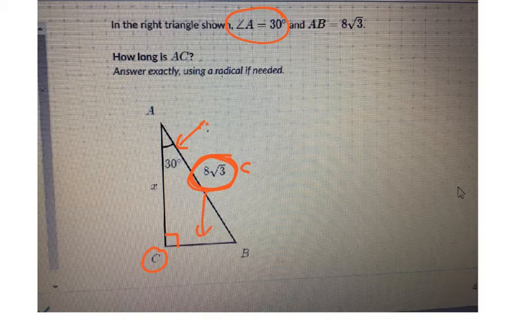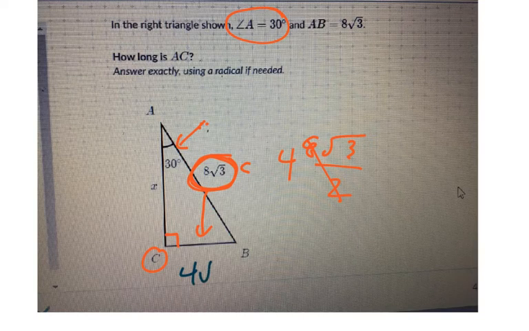How do we find the short side down here? We divide by 2, right? And 8 divided by 2 is 4. So I now know that this down here is 4 square roots of 3.